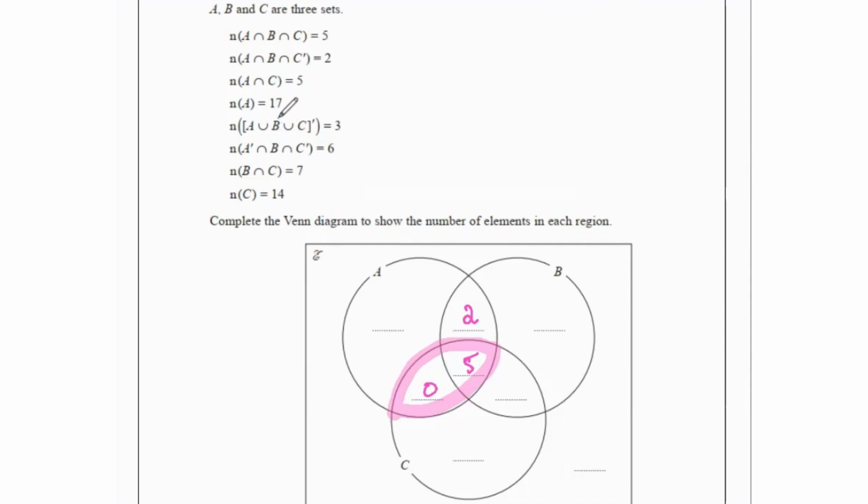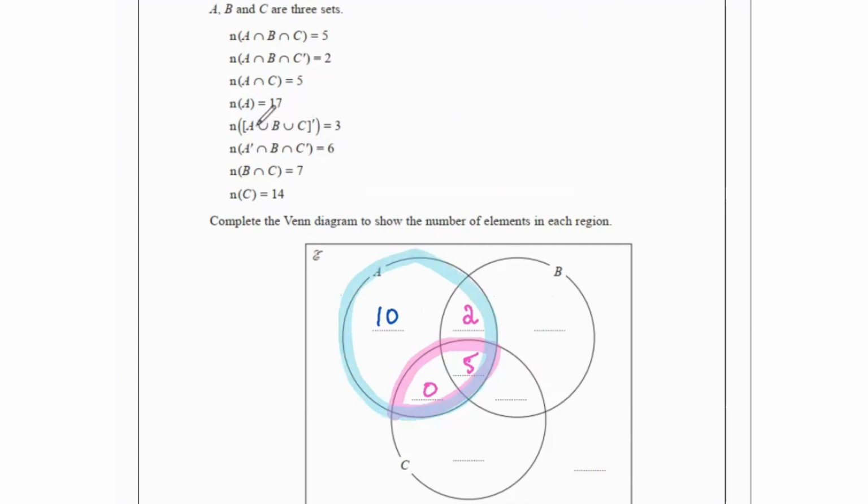Then it says number of elements in A is 17, which means all of the elements in set A are going to give us a total of 70. So for this, what we'll do is we'll subtract 2 and 5 from 17, which is 10. So just A is going to be 10.